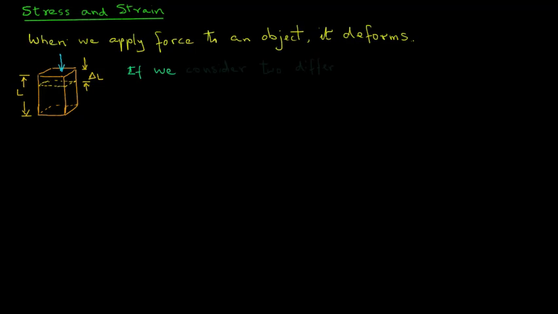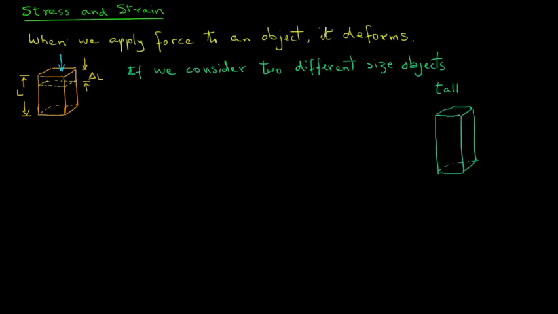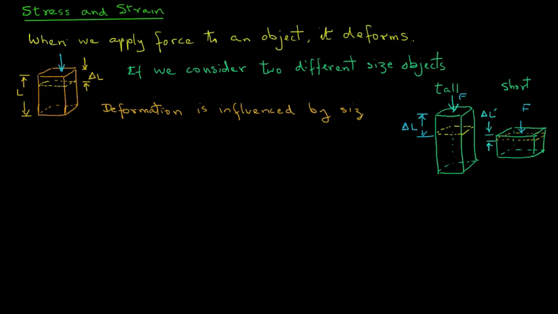So if we consider two different size objects made of the same material, in one case a taller object and in another a shorter object, and we apply the same amount of force on the top surface, we will observe that the tall object will deform more than the short object. The deformation is influenced by size, shape, and the material that the object is made of.